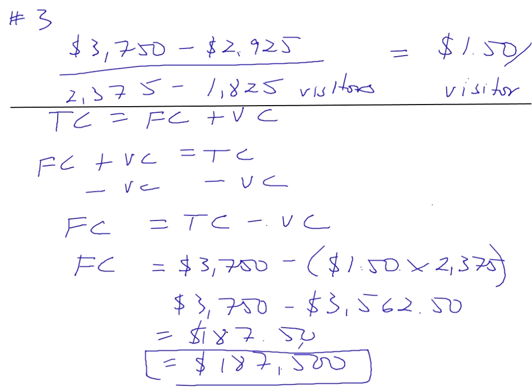Now, again, we used the data from the high year, but you can actually use the low year. So if you want to, you can plug in the low year's numbers. Instead of 3,750, you can plug in 2,925, and instead of 2,375, you can plug in 1,825, and you're going to get the exact same answer.